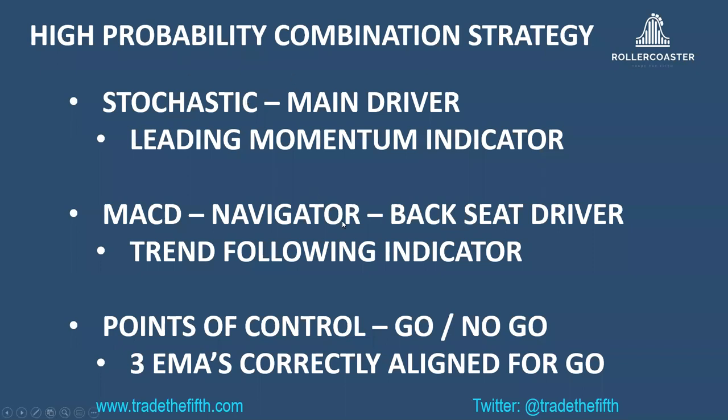Okay. So the next is the MACD. That's the navigator. That's my wife, the backseat driver. It's a trend following indicator. So this is like your first backup, if you like. And then we have the points of control, the go or no go, if you like. These are three AMAs correctly aligned. We get the go. So not only does the stochastic have to be in the right position, the MACD has to back that up. Then we need the points of control correctly aligned to give us that go, if you like.